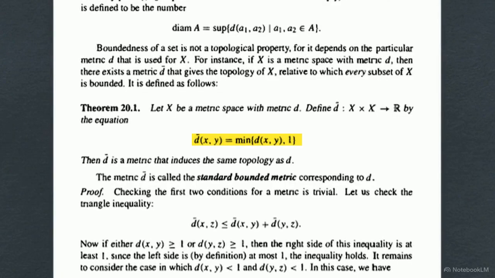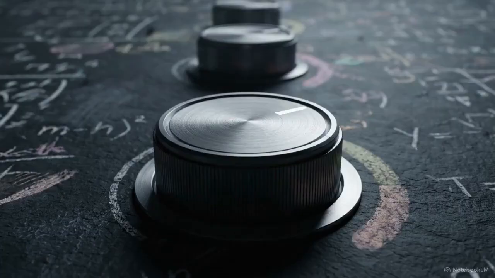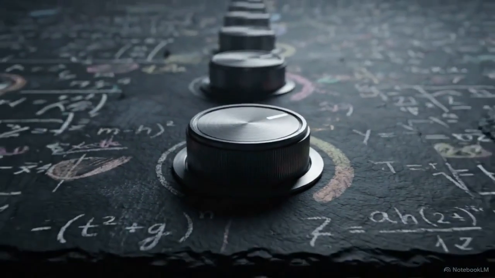This concept is formalized here, in Munkres Topology. This equation defines the distance, d bar, as either the true measurement or exactly 1, whichever number is smaller. Capping our ruler this way allows us to keep local neighborhoods well defined, even when we start dealing with an endless list of coordinates. Let's leave the desk behind and move into infinite dimensions.